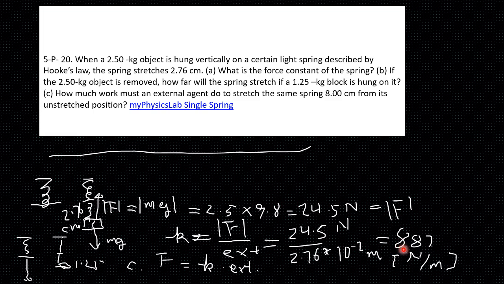If you did stretch this to 1 meter, that would be 800 newtons, but you stretch only 2.5 centimeters, so you multiply the constant and get only 25 newtons. So that's how you calculate the spring constant.